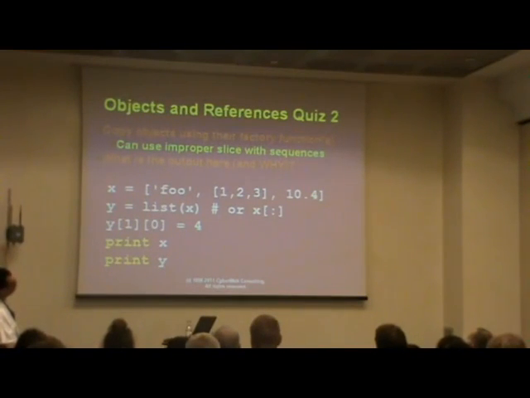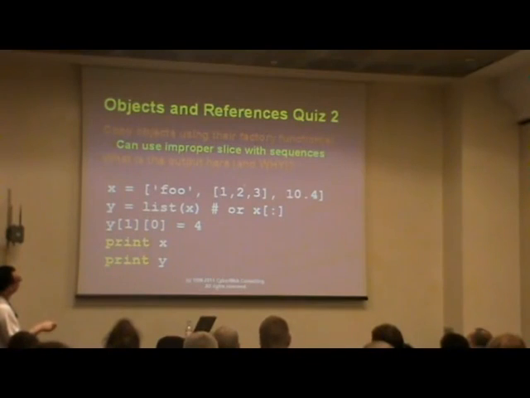Now I'm going to make a copy. Beginners to Python will ask me, how do you make a copy of a list? Well, you can just do list of your existing list, or you can take an improper slice, which is a slice of everything. Now I'm going to change this 1 to a 4, y[1], after I've copied it. I'm not changing the 1 in x, I'm changing the 1 in y.